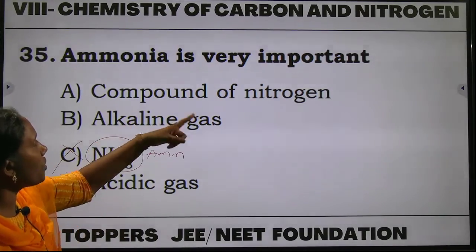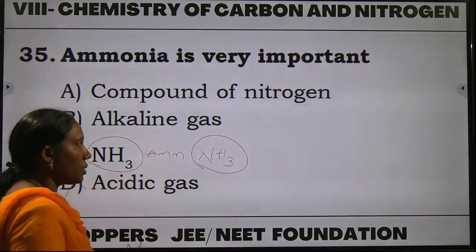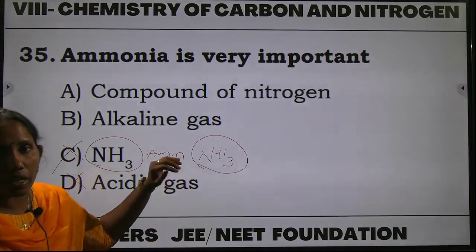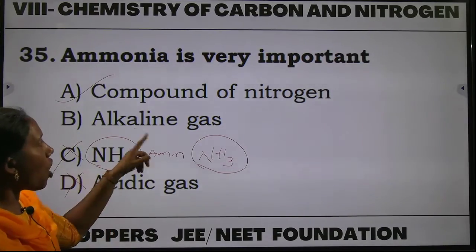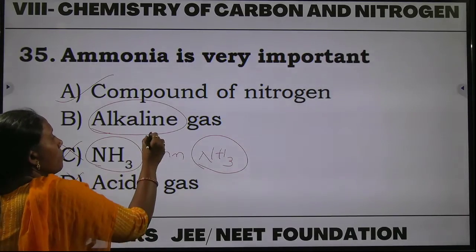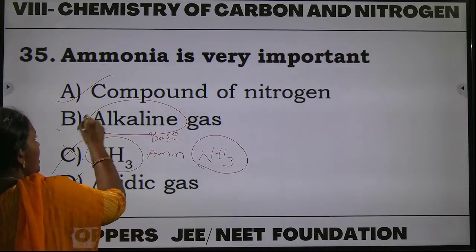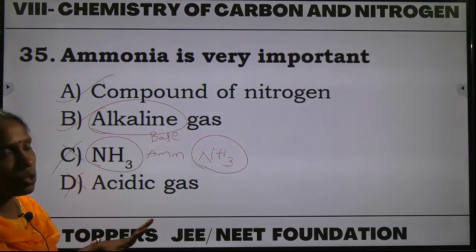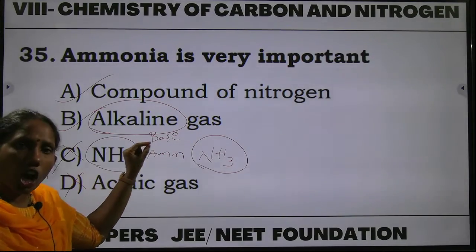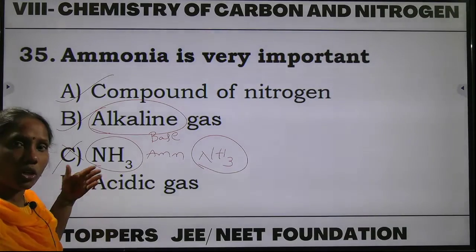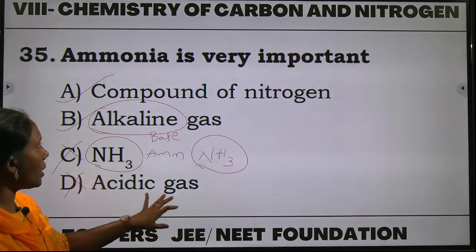Comes to compounds of nitrogen. Yes, the formula for ammonia is NH3. It is a compound of nitrogen because one nitrogen and three hydrogens combine and form the ammonia compound. And it is an alkaline gas. Alkaline means base. Yes, NH3 is basic in nature, so we can say it is an alkaline gas. So ammonia is a very important compound of nitrogen and it is an alkaline gas. It is not an acidic gas because NH3 is basic in nature, right? Okay, comes to the next one.